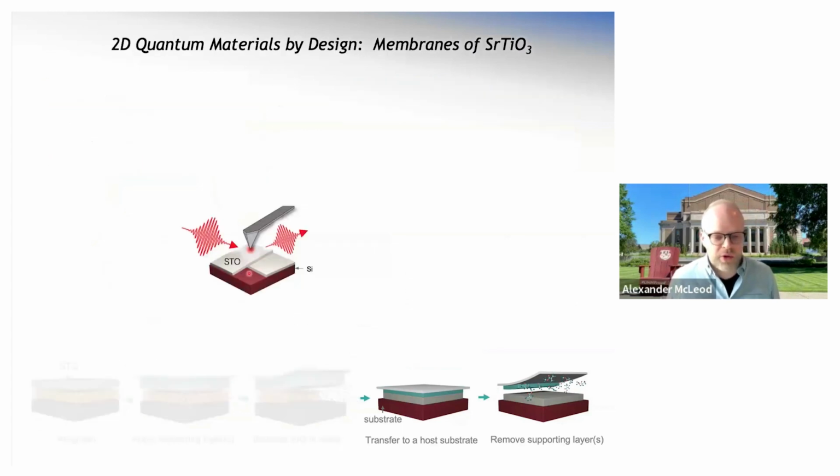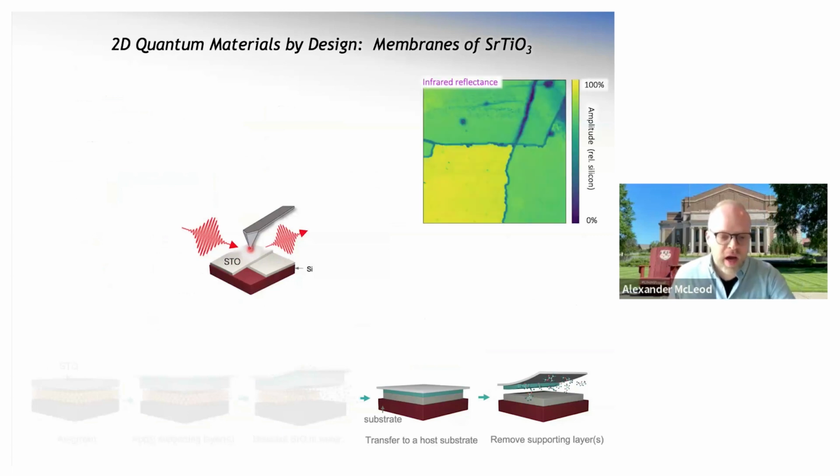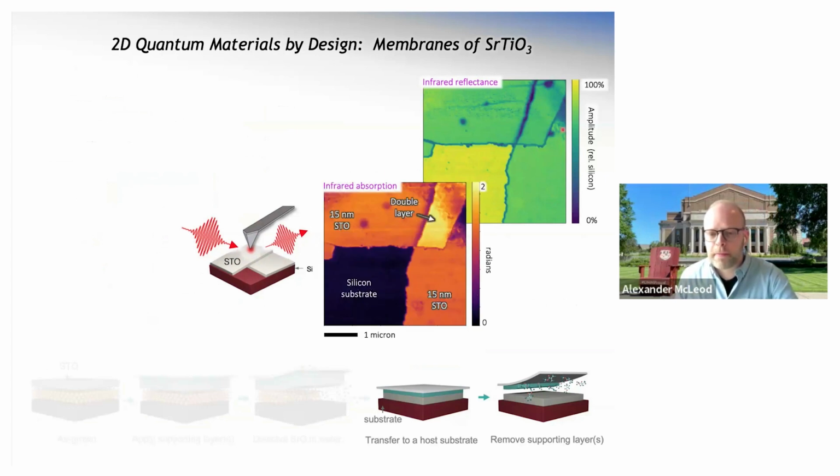So here's an example, putting one of these membranes on the surface of silicon and then probing the optical properties of this membrane. It shows us what the reflectivity is in the infrared and also what the absorption is in the infrared. So this is a little multi-layer of membrane. It's got a little bit of a fold in it. So this is the intensity of the infrared reflectance, and this is the absorption of the infrared light as a function of position. And again, these measurements were taken with our Parkes nom, just at room temperature.